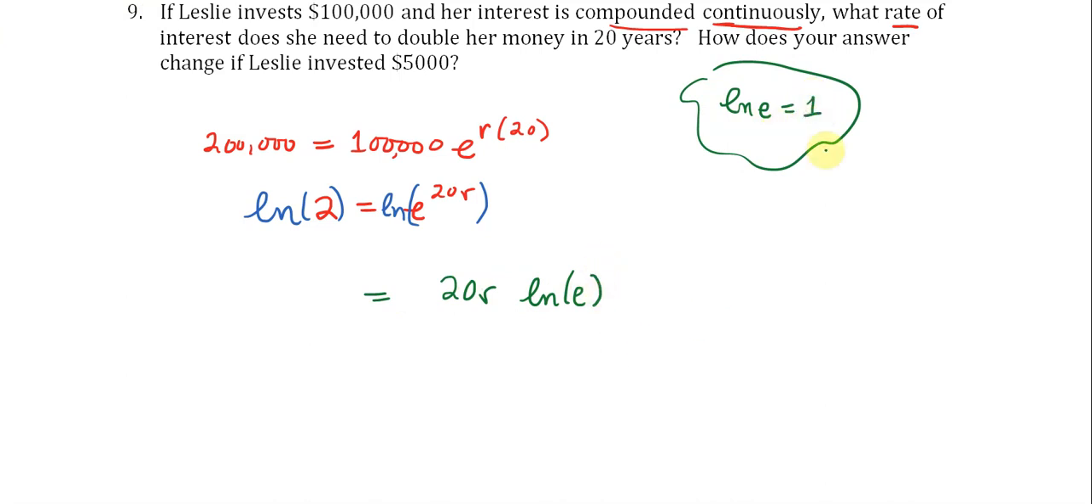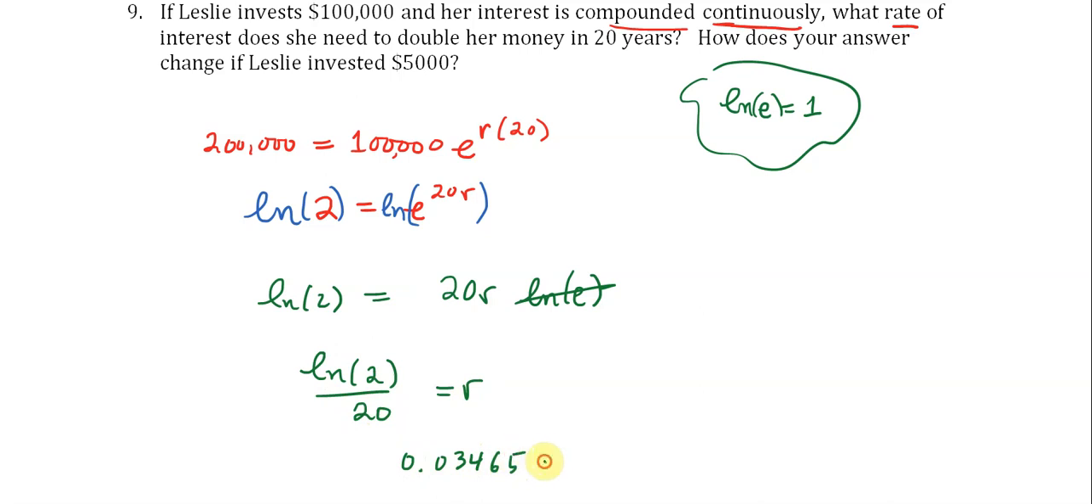Okay, so I'll let you dissect and figure out why that's the case, but the natural log of e is always equal to 1. So I can cancel this altogether, and over here I have the natural log of 2. Okay, so my final answer here is the natural log of 2 divided by 20 is equal to r. So this turns out to be approximately 0.03465, or we can say 3.465%. Okay, either one of these would be perfectly good and acceptable.